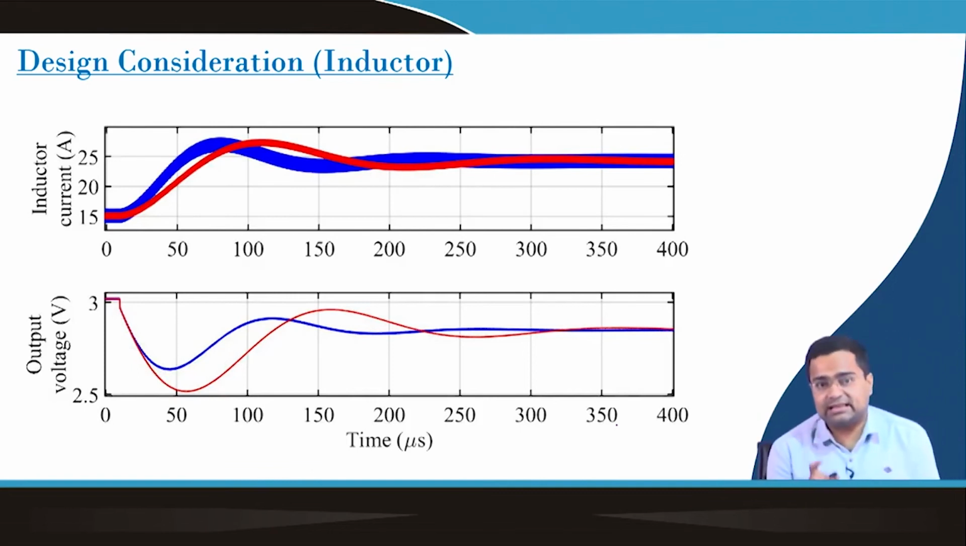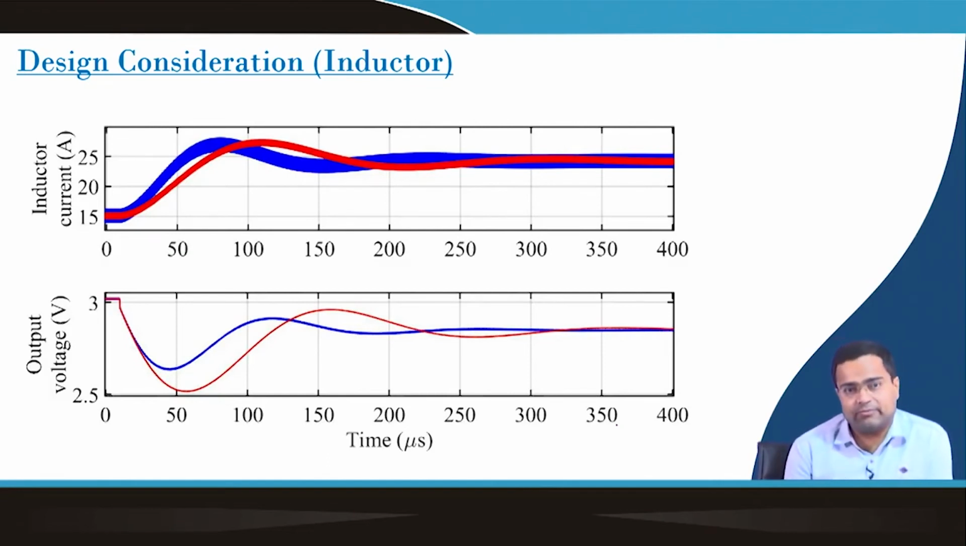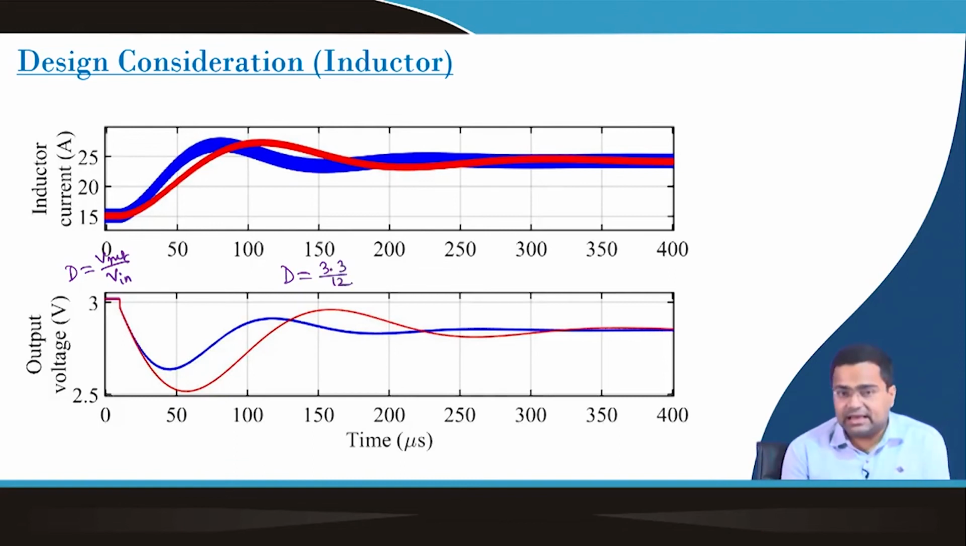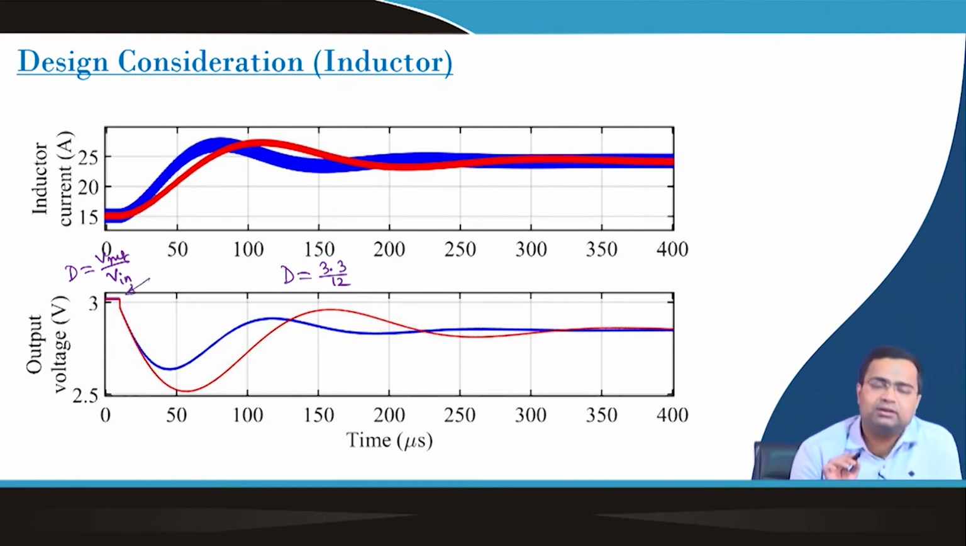Again, this is the case study of a practical synchronous buck converter, where we have set the duty ratio D equal to Vref by Vin, which we have taken as D equal to 3.3 by 12. Since there are parasitic drops, the output voltage is not maintained at 3.3 volt because there is no feedback loop. So, it will be less than 3.3 because of the drop, and you will see this drop increase at higher load current, when the output voltage average value further decreases.